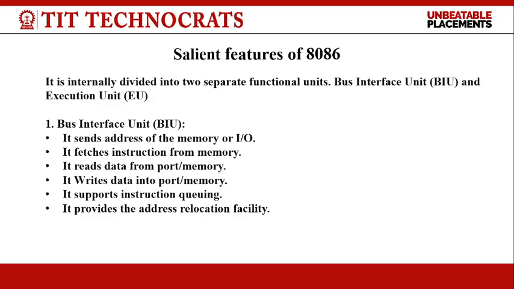Now, what is the basic function of the 8086 internal units? First, the bus interface unit. The bus interface unit interfaces the internal architecture to the outside world. It provides a full 16-bit bidirectional data bus and 20-bit address bus. The bus interface unit is responsible for performing all the external bus operations which are listed below.